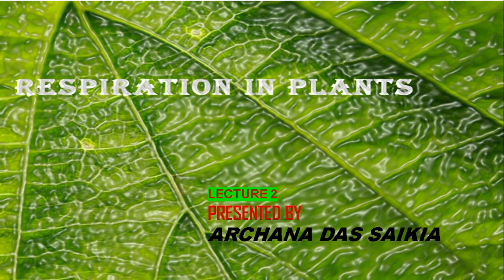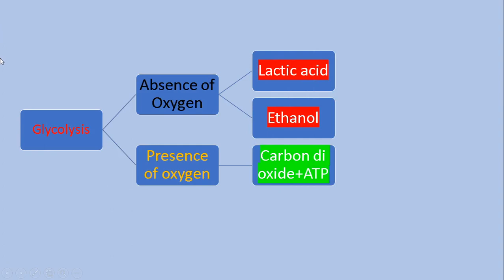Now let us continue with what happens after glycolysis in respiration. Glycolysis is the splitting of glucose to yield two pyruvic acid molecules, and those two pyruvic acid molecules are present in the cytoplasm of the cells. Please remember, glycolysis takes place in the cytoplasm of the cells. Depending upon whether the cell has oxygen or not, the absence or presence of oxygen, the rest of the reactions will proceed accordingly.